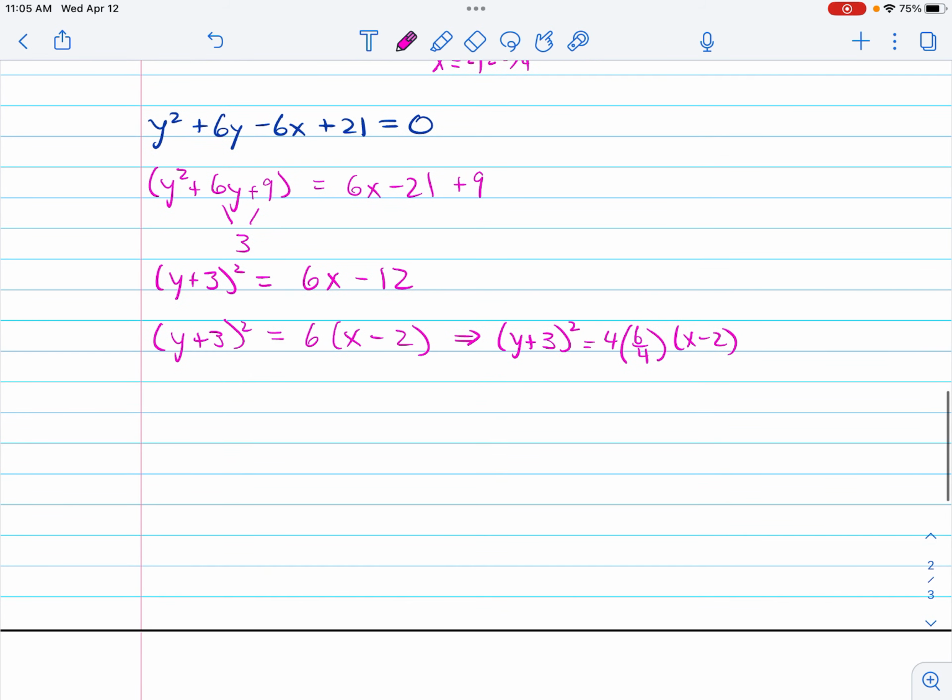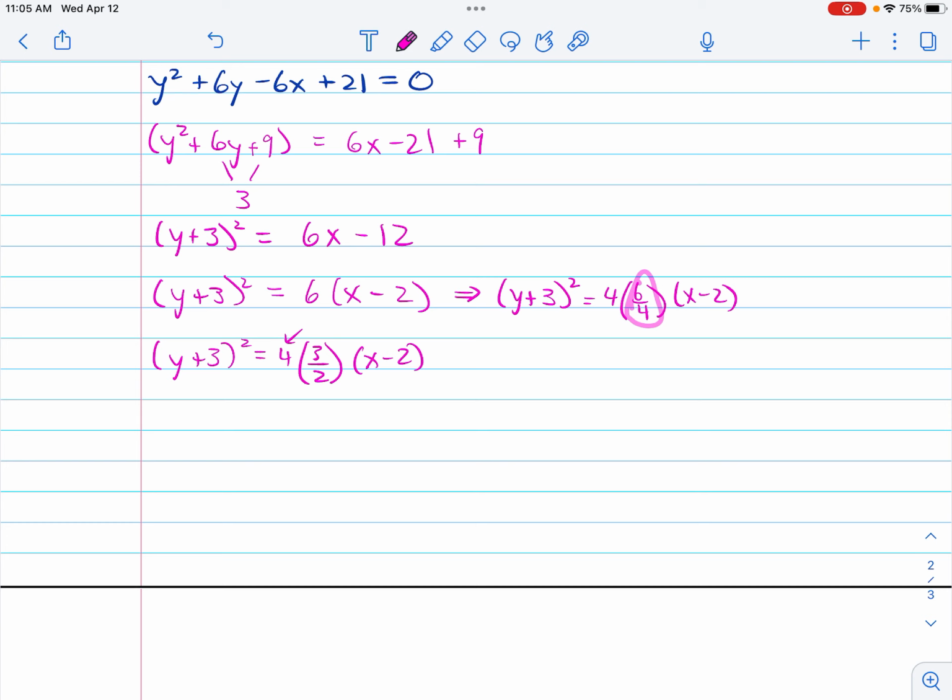Now, actually, you see this inside can be reduced a little bit. So I've got 4 times 3 halves. Right? So this part right here, I could just write as 3 halves. It doesn't matter as long as I got the 4 in front.